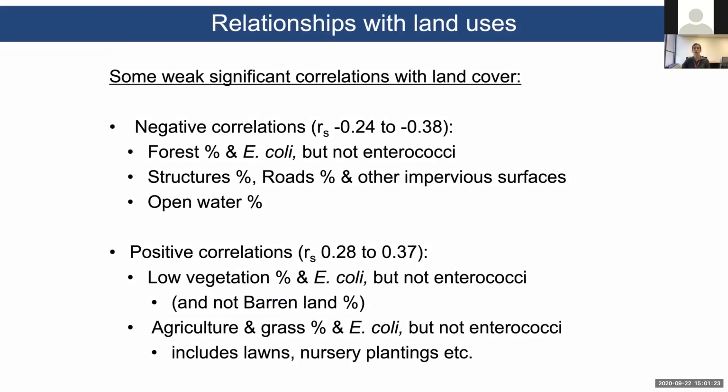And in addition to watershed size, we did identify some weak correlations between types of land cover and either E. coli or enterococci abundance. There was a significant negative relationship between forest cover and E. coli, as well as for both fecal indicators and the density of structures, roads, and other impervious surfaces, as well as open water. And we found some weak positive correlations occurring only with E. coli between the percent of low vegetation, as well as agriculture and grass, which can include lawns, pastures, and shrubs, nursery plantings, etc.